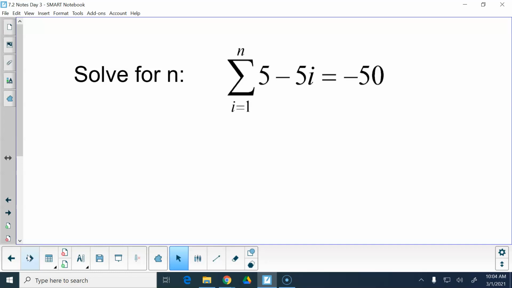Sigma notation, remember, means sum. So the sum of that series is negative 50. You find me how many terms are in that series. And you have enough information to do it. You might have to think about it for a little bit, so I'll give you a few minutes to ponder.